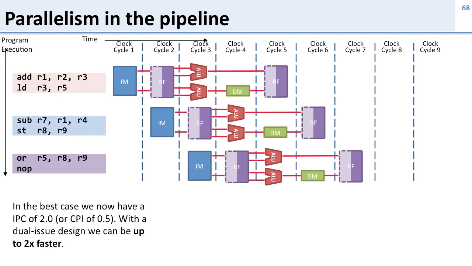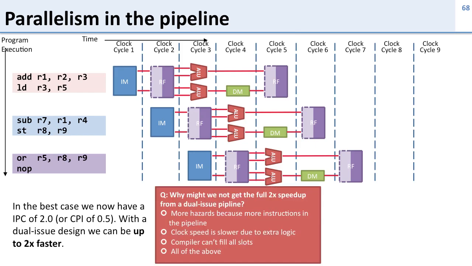So if we do this right, we now have a best case where we have an IPC of 2. That is 2 instructions per cycle, or cycles per instruction of a half. It takes us half a cycle on average to do an instruction. So with this design, we can be up to 2 times faster. So a question, why might we not get the full 2 times speed up from a dual issue pipeline?